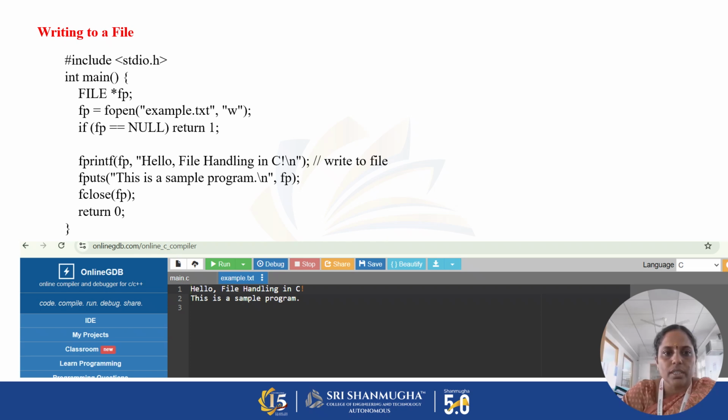We can either use fprintf or we can use fputs also. Here the s is for string. This is a sample program for writing content to a file. So the content is displayed: hello, file handling in C. You can see this output in the new text file, example.txt. After completing this program, we have to close the file pointer fp, then return.